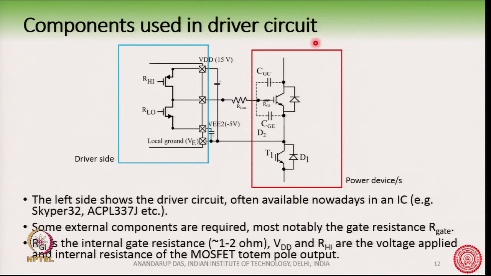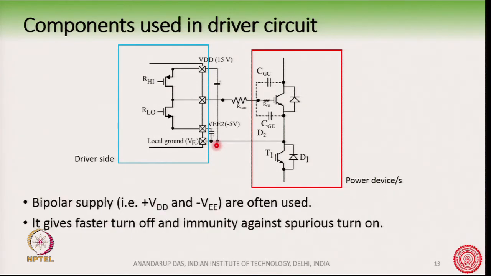So, this red box here is inside the power device. You will see there is an internal gate resistance of about 1 to 2 ohm, and for the driver side we have a VDD of 15 volt. Here there is a 15 volt VDD, and also there is a minus 5 volt at the bottom. Why minus 5 volt? We will discuss in detail at some point of time. You will understand the gate driver.